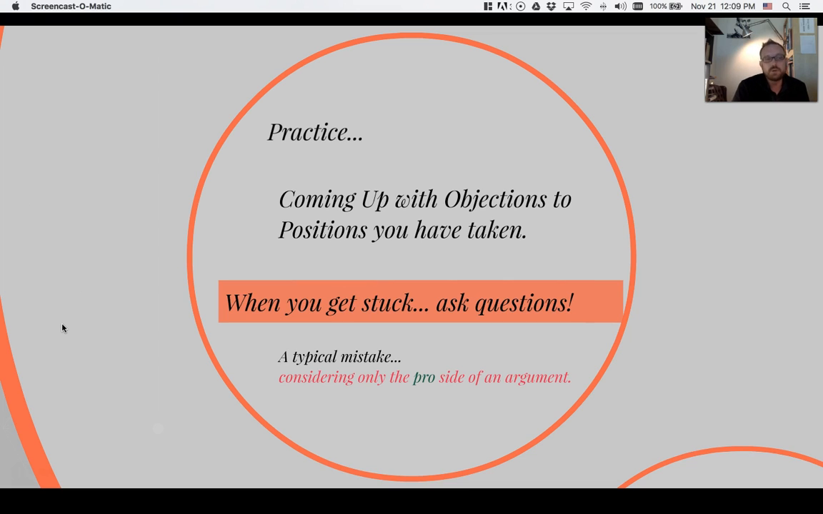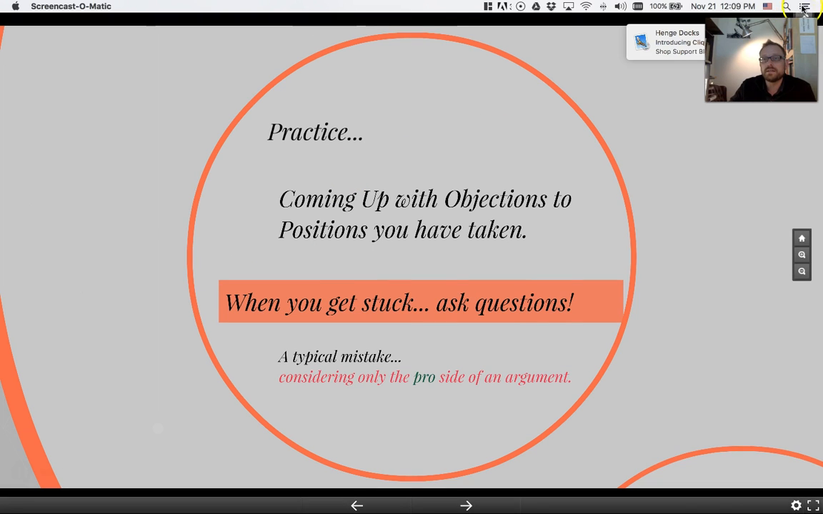Your biggest tool here is the ability to ask questions and to critically evaluate. You can ask lots of different types of questions, but for instance, you should look at the assumptions your argument makes. Are there objections to those assumptions? Look at whether you've created any sort of disjunctive statement, an either-or, and ask whether there might be a third possibility.